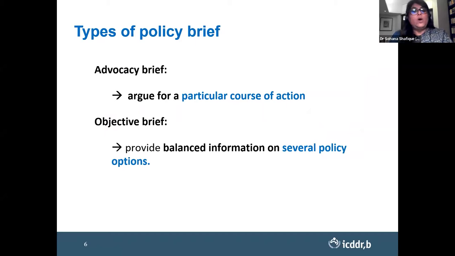On the other hand, in an objective brief, you provide balanced information on a specific topic for your policymakers or the audience to take the decision. So you provide several policy options that can be done, and these will be the policy implications, and also share the other ones. But ultimately, they will be deciding what is most suitable. As we all know, there are several ways of policymaking process, and sometimes researchers pull and policymakers push, or researchers push and policymakers pull, and it has to be in an integrated way. The ideal policymaking situation is an integrated way.